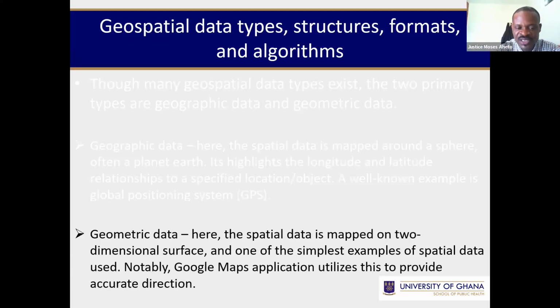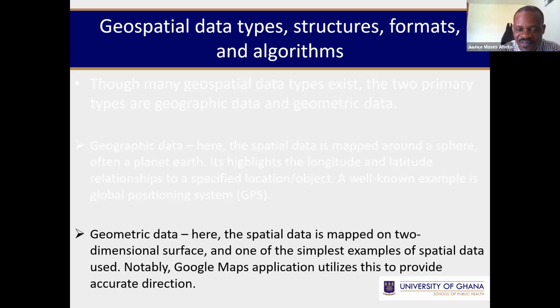And then when it comes to the geometric data, here again, the data is mapped on a two-dimensional surface. The first one we usually call 3D, because that one presents the data just as you see the globe. The globe is presented in a 3D form. So the geographic data is the type of data that is presented in a 3D form. When it comes to the geometric one, the type of data is presented in a 2D form. Because here we say the spatial data is mapped onto a two-dimensional surface.